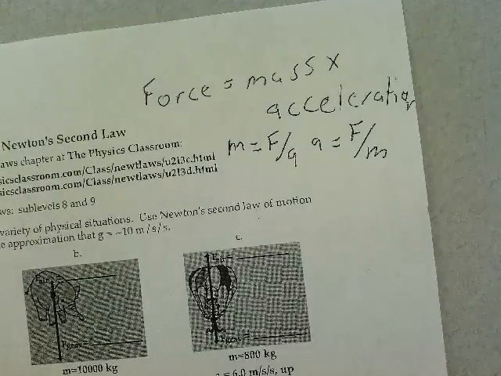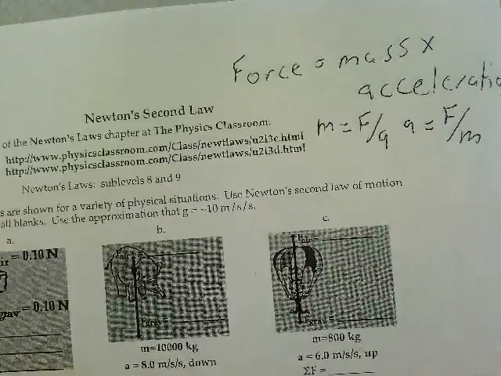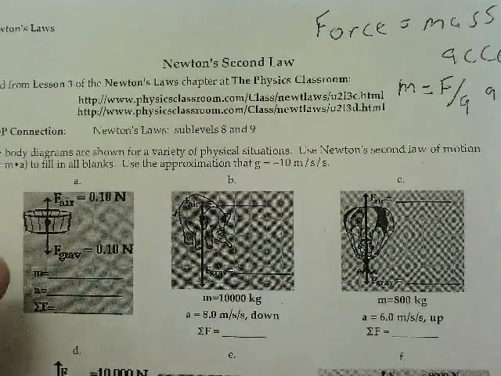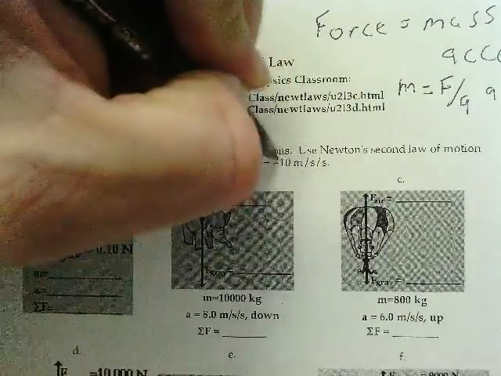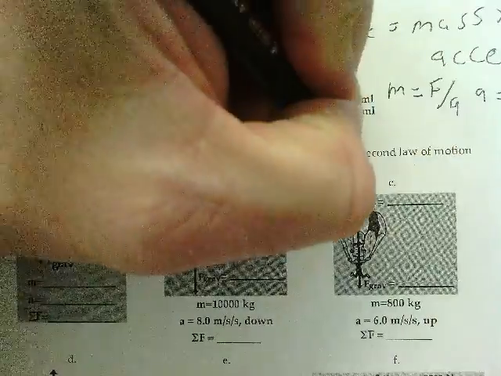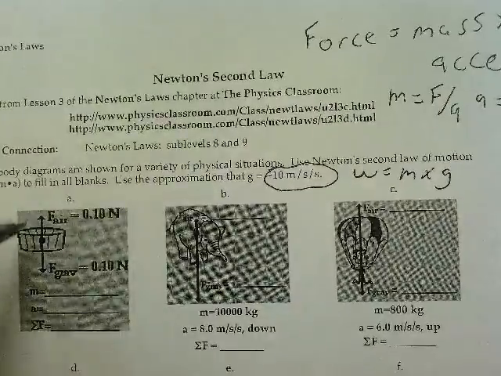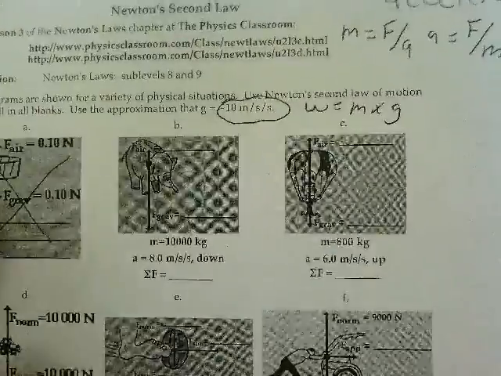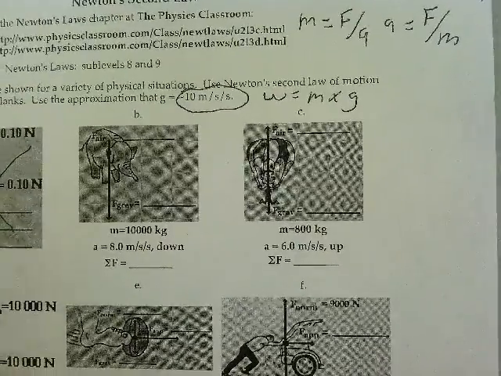Okay, so if you recall earlier, we did some problems with gravity. Remember, it was 10 meters per second. Basically, we found weight, which remember, weight is mass times gravity.